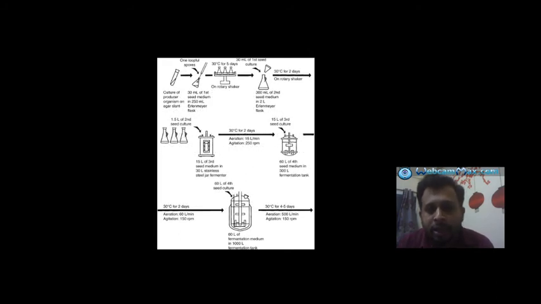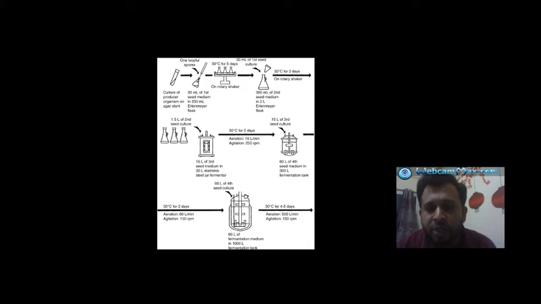As you can see in the slide, first we have to take the culture of the producer microorganism on an agar slant. You all know what an agar slant is. Then the culture of bacteria or of any fungus which is the microorganism of our use, depending on what product we need, we will choose the microorganism. So we will take a loopful of the spore.